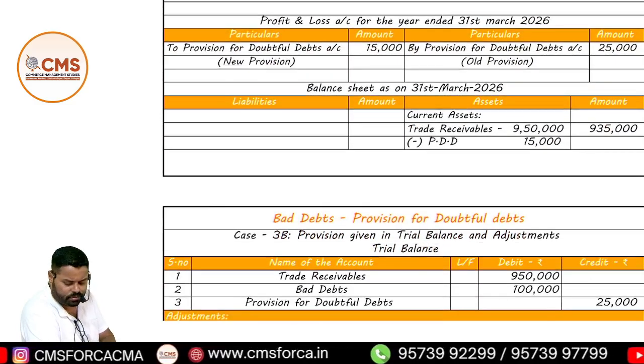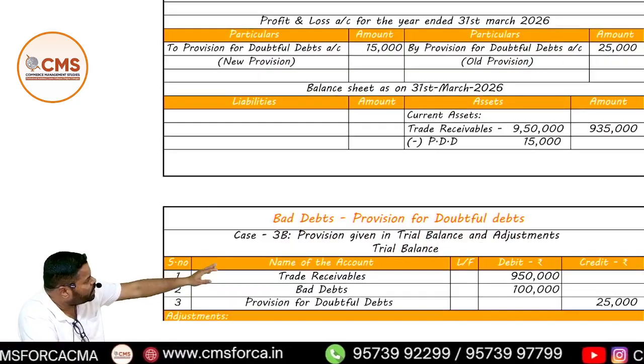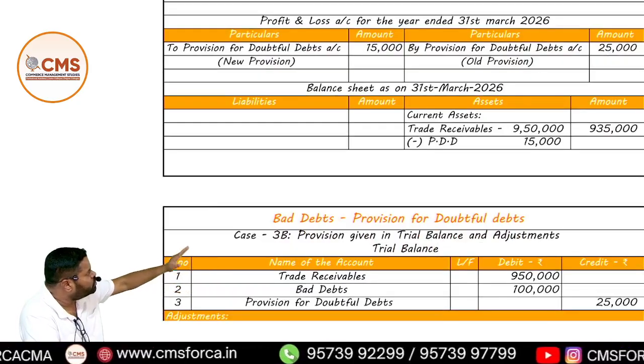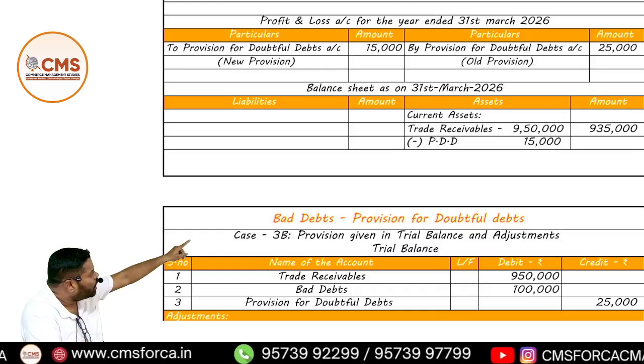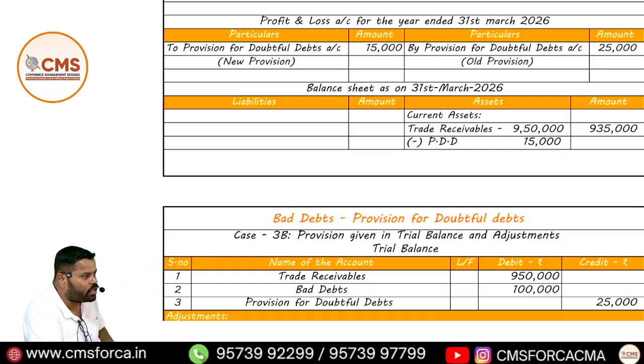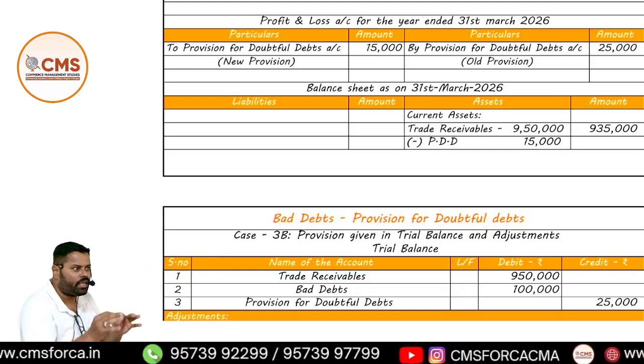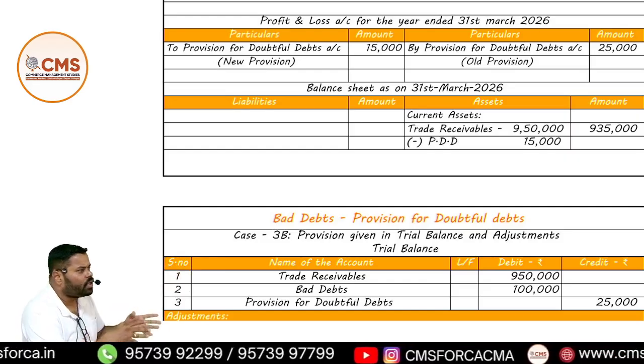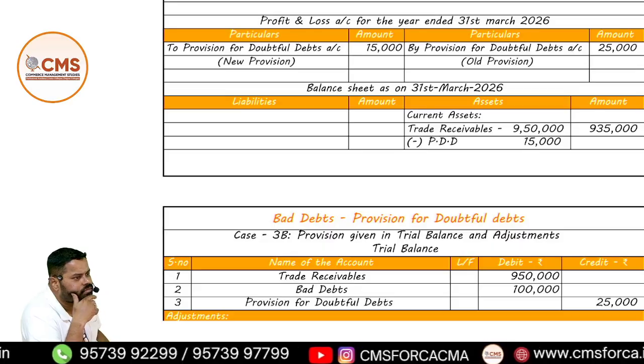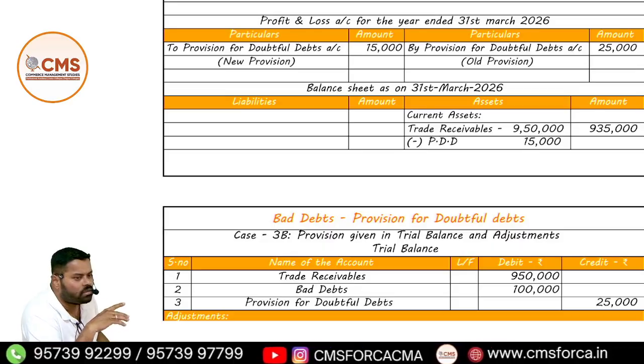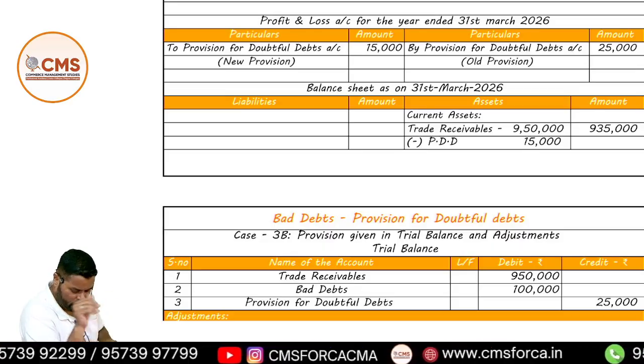Same story. Old provision goes to the P&L account credit side, new provision on the debit side. And the new provision should appear twice, right? What is the latest doubt that you are having? Is it 25 or 15? 15. We'll write the latest doubt only. 9 lakhs 35,000. Okay.